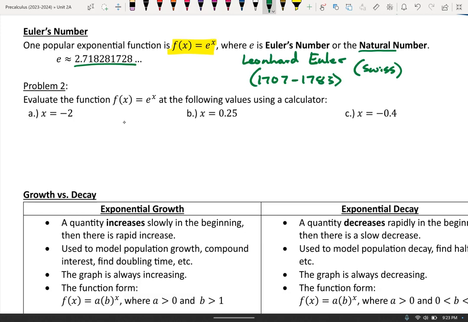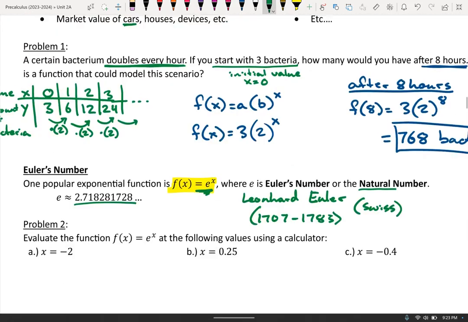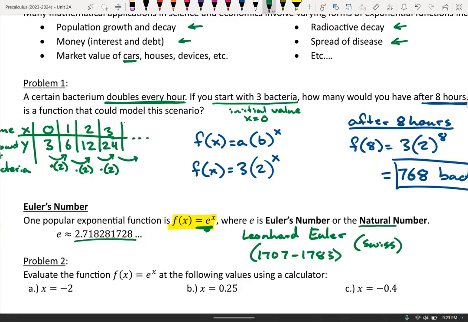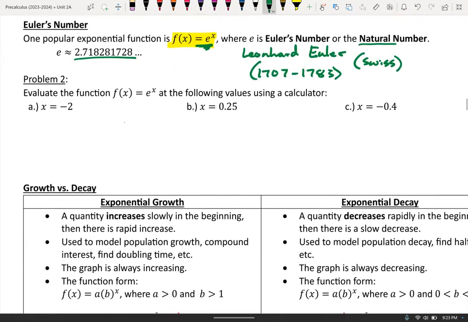But again, the function e to the x is very popular within our exponential functions. It's used a lot in applications. It's used a lot for population growth and decay. It's used in interest, in radioactive decay, looking at the spread of disease. So it's used all over the place. So we're going to go ahead and use our calculators to practice evaluating our natural number function, our Euler function, at these different values that I have.